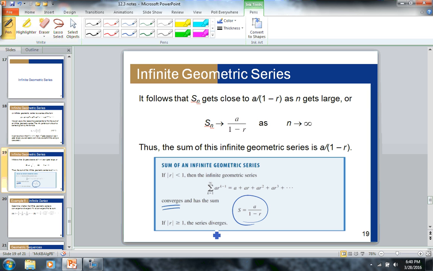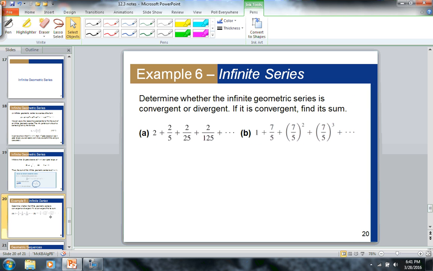Okay, so when we're dealing with the infinite geometric series and its partial sum, we have to know that ratio. The absolute value of the ratio is really important because it tells us if the series converges or diverges. If it converges, then we can find its sum. If it diverges, then we can't find its sum. So let's take a look at an actual example so we can see the difference. We'll do one of each type.